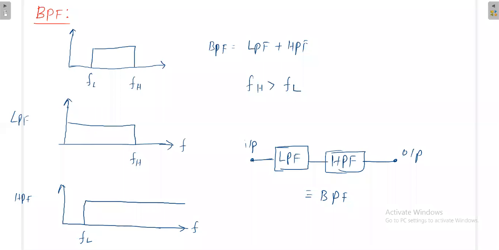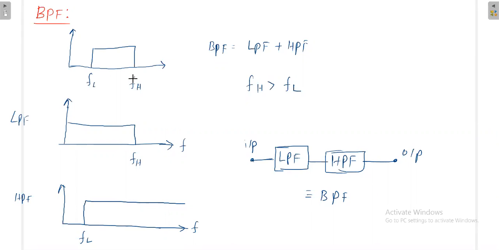Again, a band pass filter is a filter that will allow a certain range of frequencies. It will not allow low frequencies, and it will not allow very high frequencies, but it will allow the frequencies which are in between this range. Its lowest cutoff frequency is FL, and its highest cutoff frequency is FH.